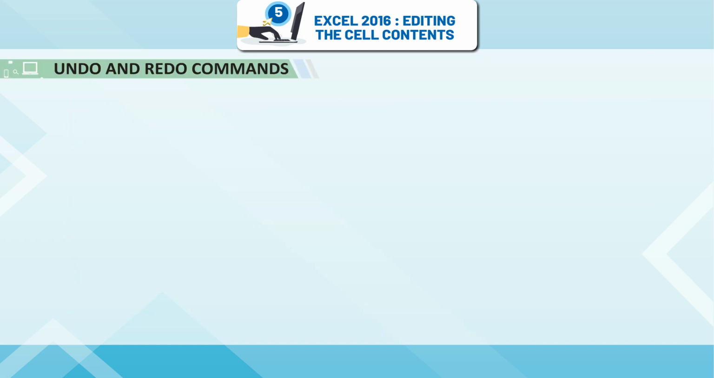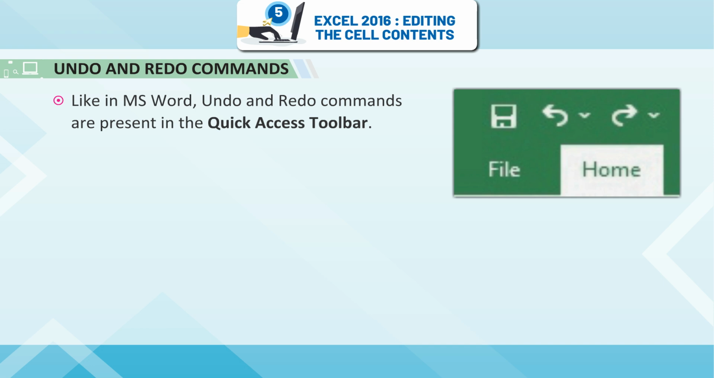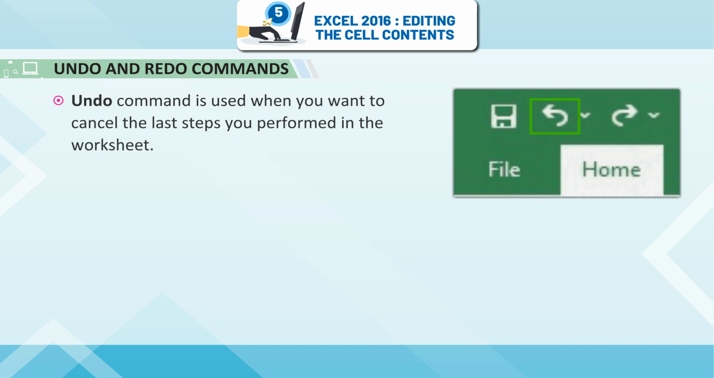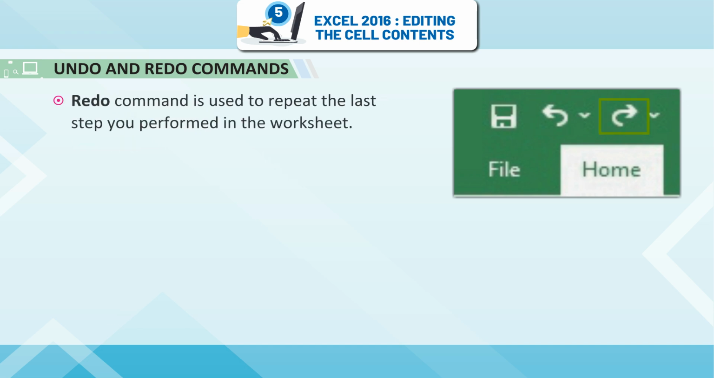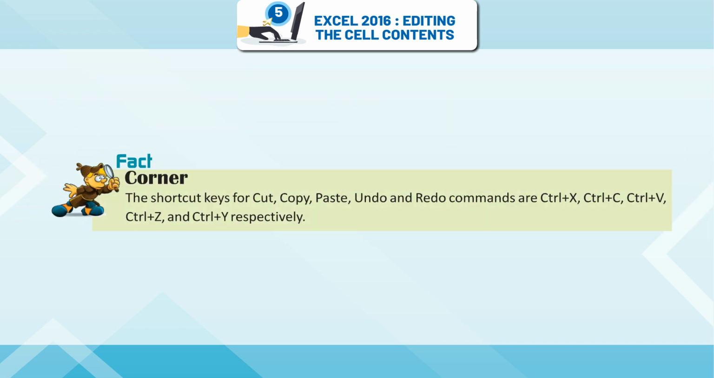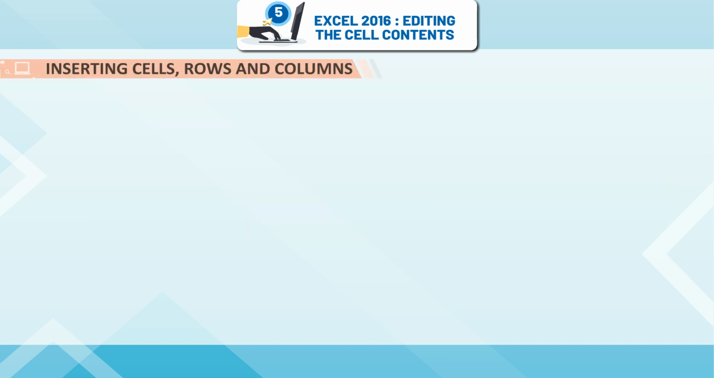Undo and redo commands. Like in MS Word, undo and redo commands are present in the Quick Access toolbar. Undo command is used when you want to cancel the last steps you performed in the worksheet. Redo command is used to repeat the last step you performed in the worksheet. Fact Corner. The shortcut keys for cut, copy, paste, undo and redo commands are Ctrl plus X, Ctrl plus C, Ctrl plus V, Ctrl plus Z, and Ctrl plus Y respectively.